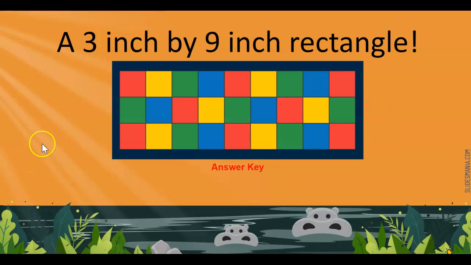Our answer key for the rectangle that we just built looks like this. A 3 inch by 9 inch rectangle is what we just built, because it says make a rectangle with a width of 3 inches, and the length is 3 times its width. So it's got a width of 3, and 3 times its width means 3 times 3, which is 9. So that means we've got 1, 2, 3, 4, 5, 6, 7, 8, 9 in each row.